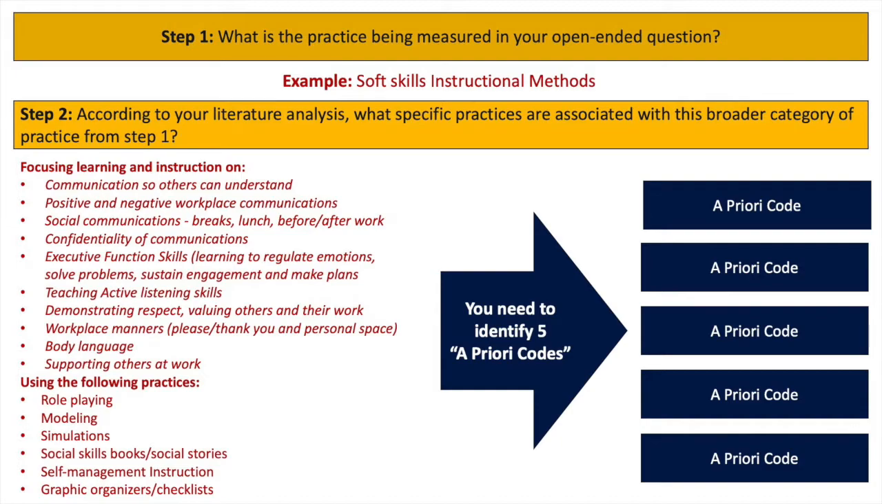And then once you've done that, according to your literature analysis, you're going to look at the specific practices that are associated with that broader category from that step 1. So if you've identified this broader category of practice, so in my example, social skills instructional methods, then I need to look at my literature analysis and look at the specific sub-practices that I had pulled out that are associated with that instructional method.